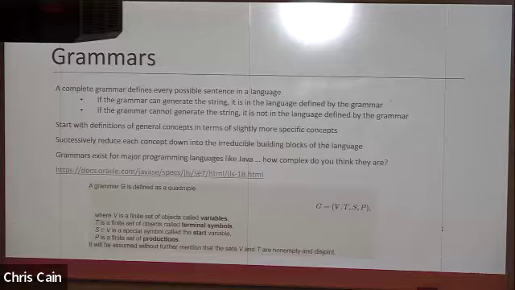We're going to have a special member of our variables set that we're going to call the start variable. This is where we must begin every derivation in that grammar. So we had to start with sentence and eventually construct a sentence out of it. So sentence was that start variable.